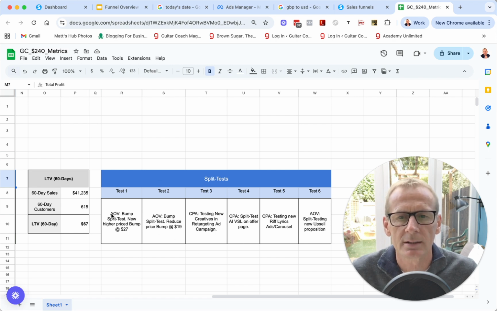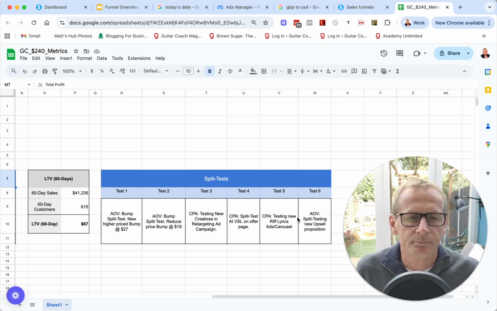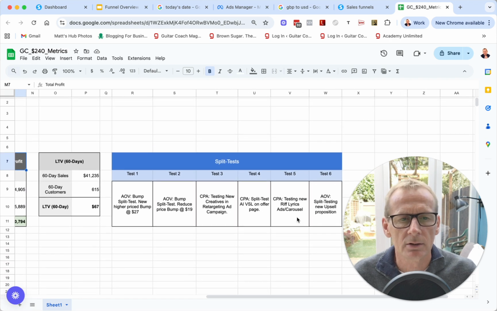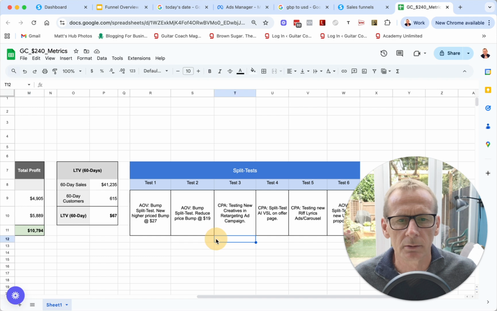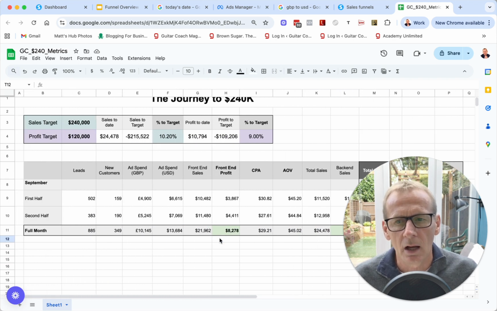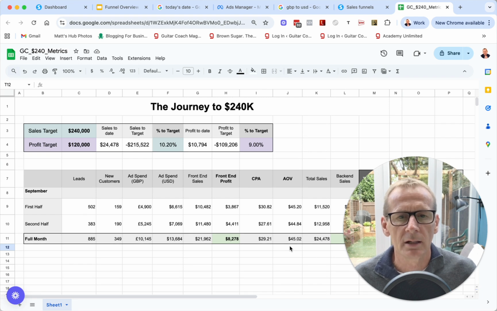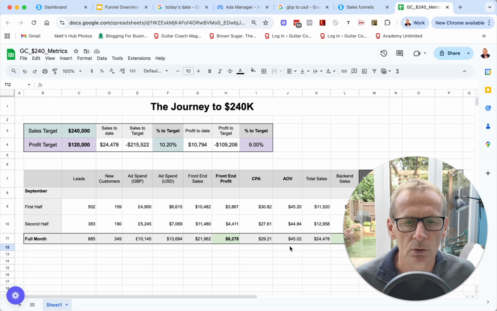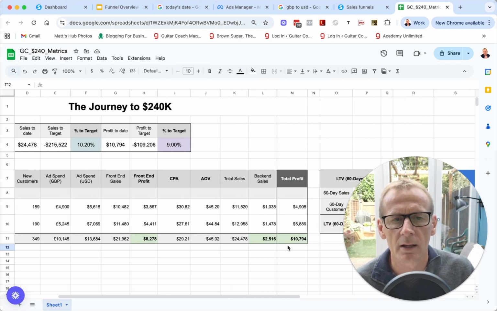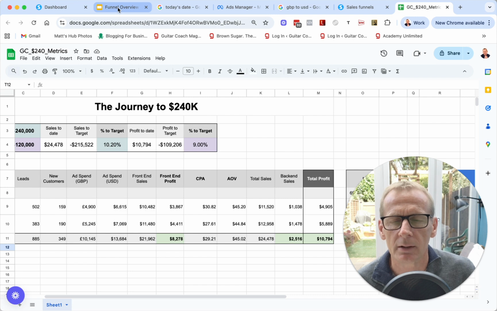As you can see, I've separated them into AOVs, average order values, and cost per acquisition. These are things I need to start to look at and drill into. So that's the overall picture of where we're at on the 30 days. Overall, all looking good, but it does highlight a real weak area and potential for growth in the back-end sales. So that's where I'll be looking.